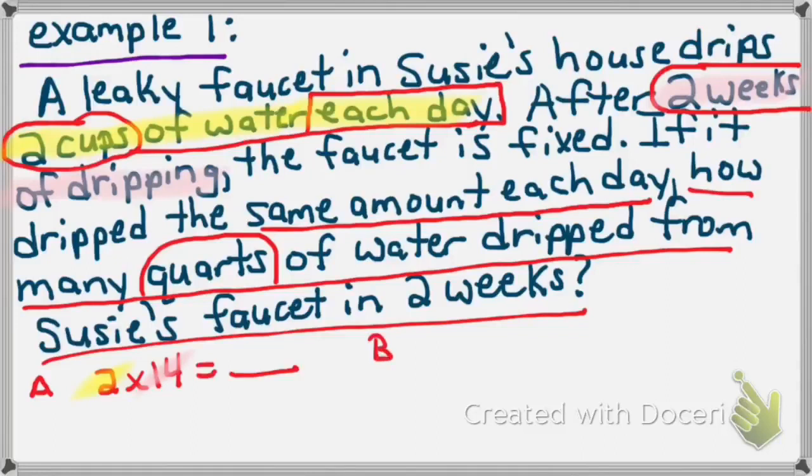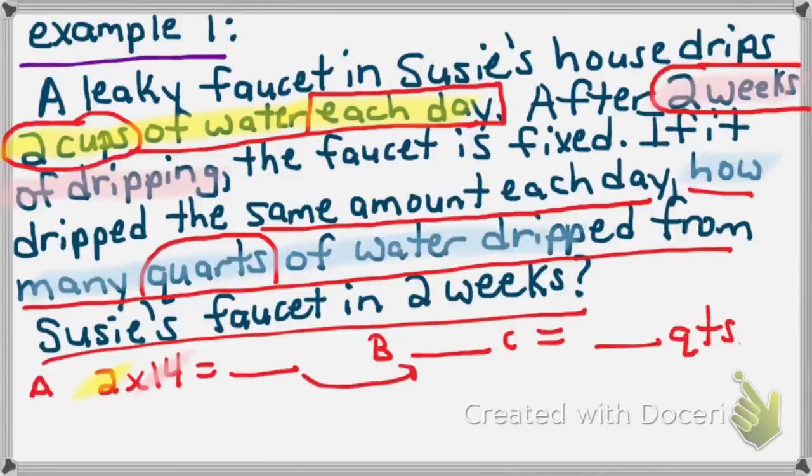Step B of the problem would be to take whatever this answer is, which is the blank, and that's going to be how many cups of water dripped, so that many cups, and I need to convert that to blank quarts. Now remember, the actual question asked for how many quarts of water dripped from Susie's faucet in 2 weeks. So in part A, we'll figure out how many cups of water dripped from her faucet in 2 weeks, and then in part B, we'll convert those cups into quarts. So let's move that over to the next page, get started, and see how it's done.